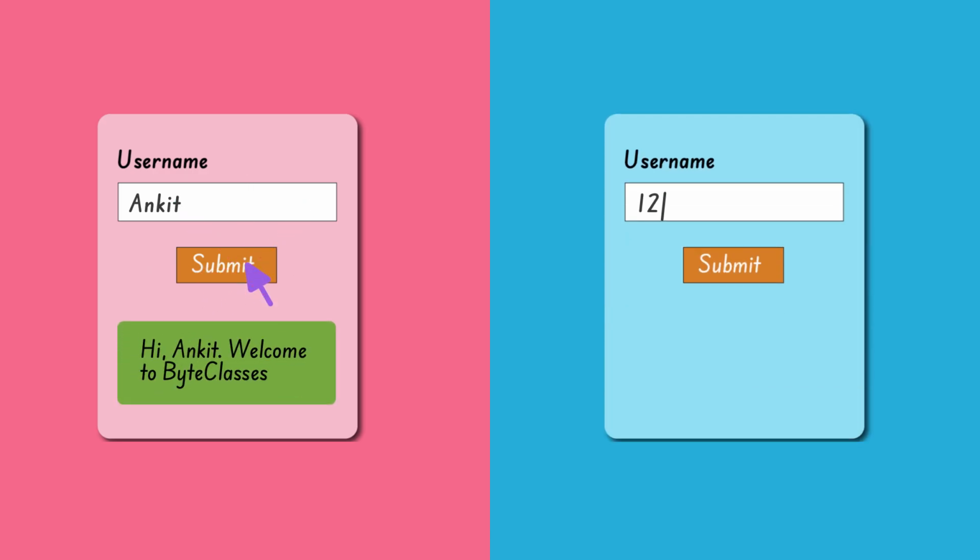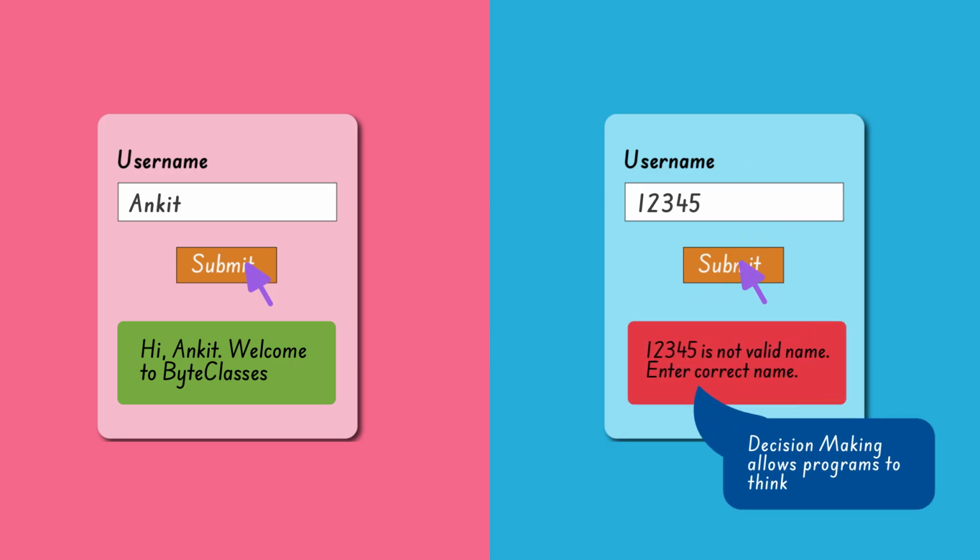Without decision making, programs would be boring and useless. They would always run the same code and never react to different kinds of scenarios. Decision making allows programs to logically think and react to different conditions appropriately.